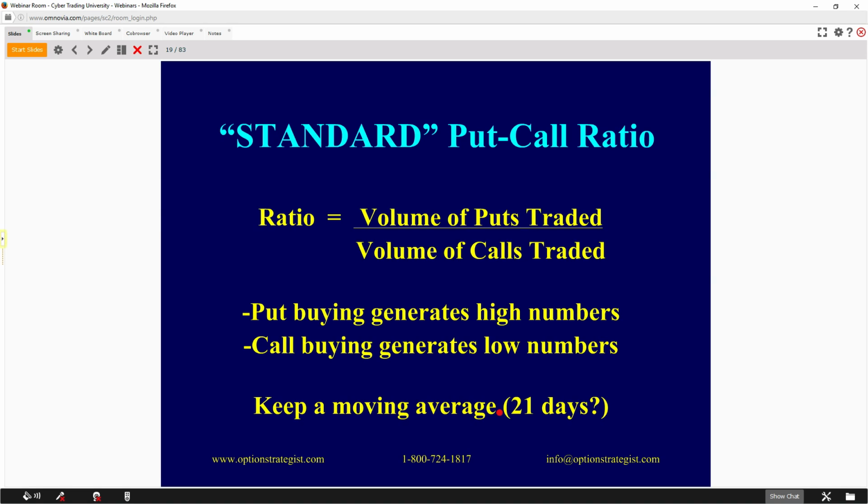I keep a moving average of these numbers. A 21-day moving average seems to work pretty well. It gives me 6 to 8 signals per entity per year, which is, I like to treat this as a quasi intermediate term indicator. So for me, that's intermediate term.